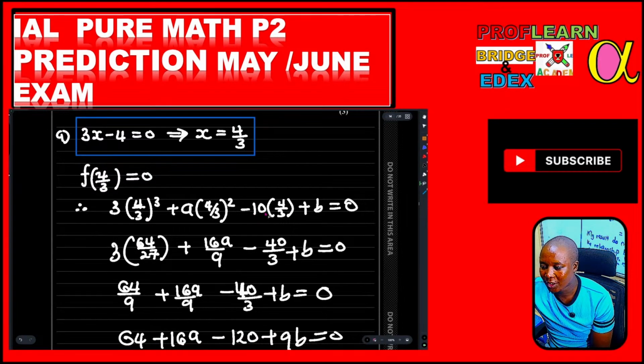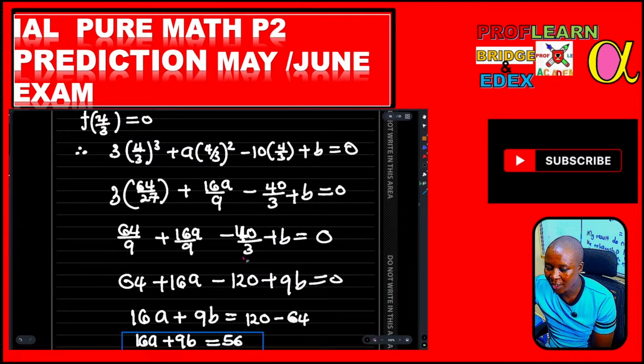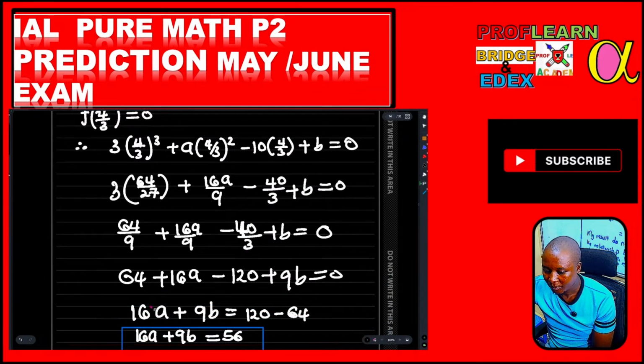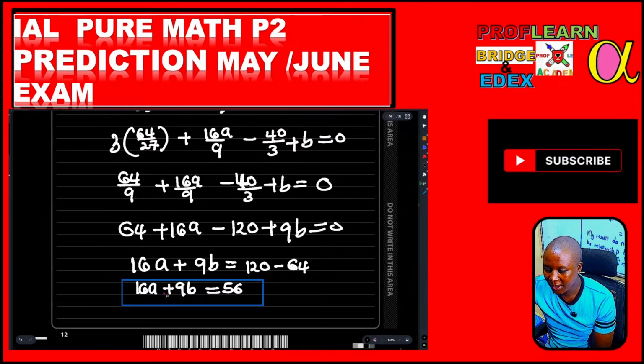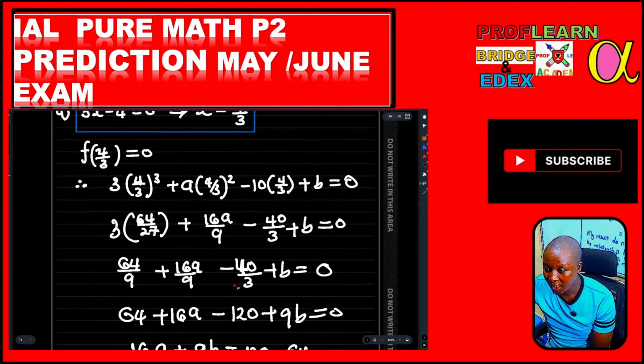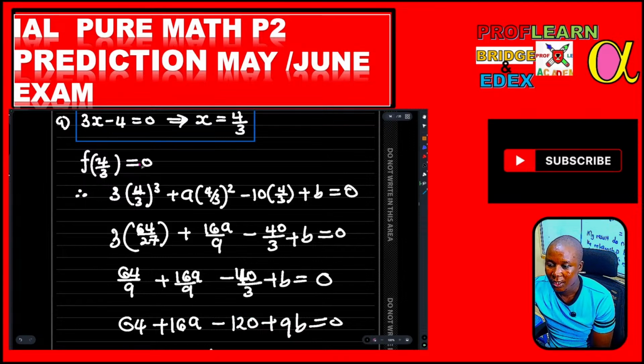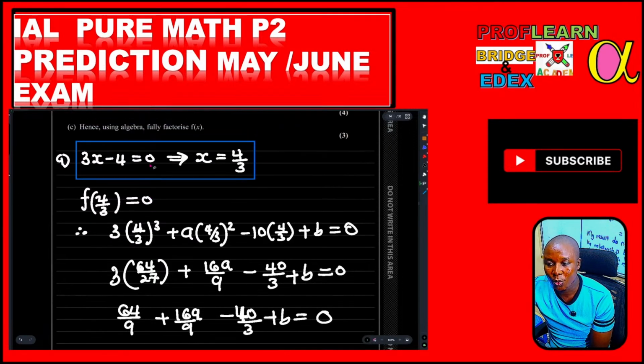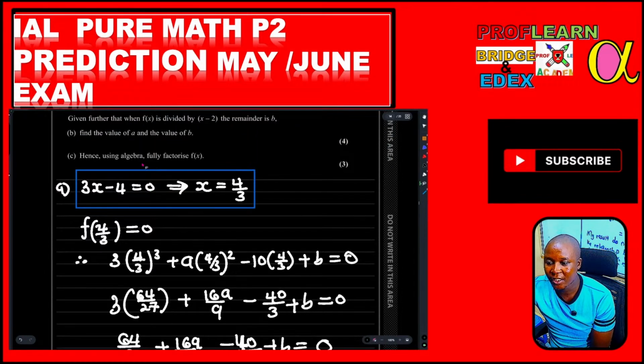Then we can substitute that, and if you do it, you're gonna get the equation reducing to 16a plus 9b is equals to 56. When you substitute this and equate to 0, because we were told it's what? A factor. But if you are told there is a remainder, whatever you are told, you substitute and equate to the remainder that is mentioned.